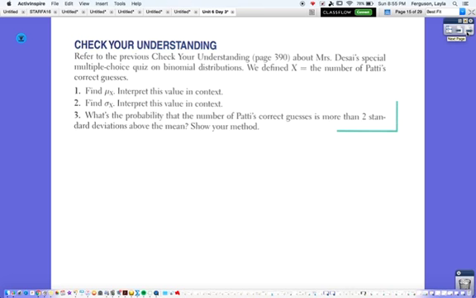So check your understanding. Refer to the previous check your understanding on page 390 about Mrs. Desai's special multiple choice quiz on binomial distribution. This is the same check your understanding question that we talked about before, and we want to define X as the number of Patty's correct guesses. The first thing we have to do is find the mean of X.